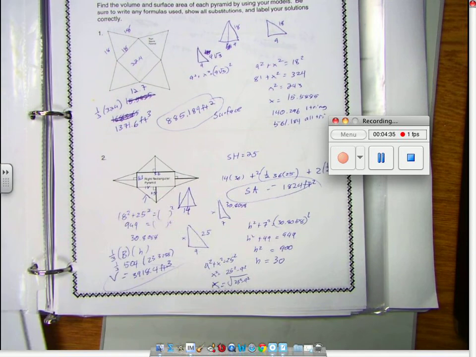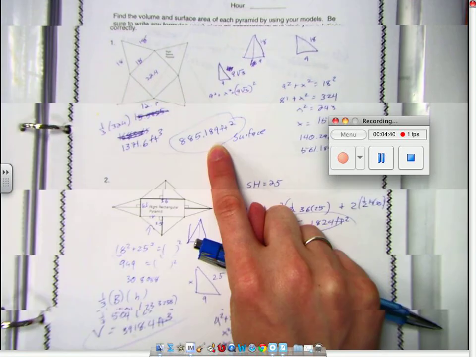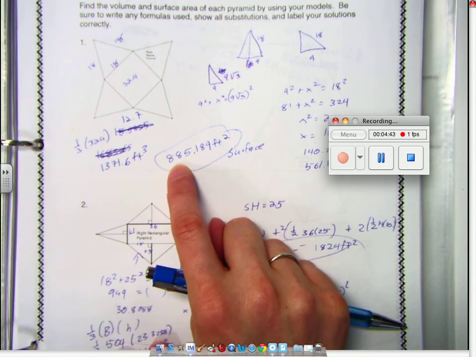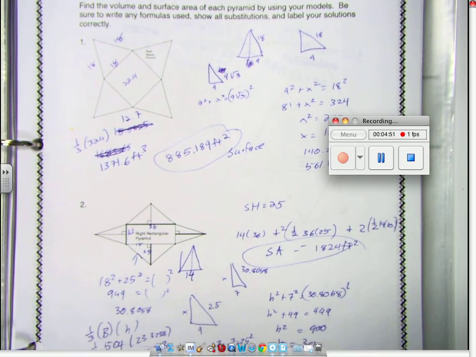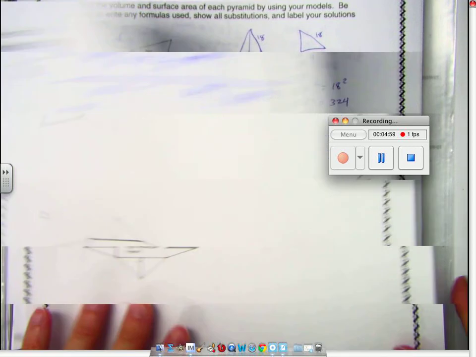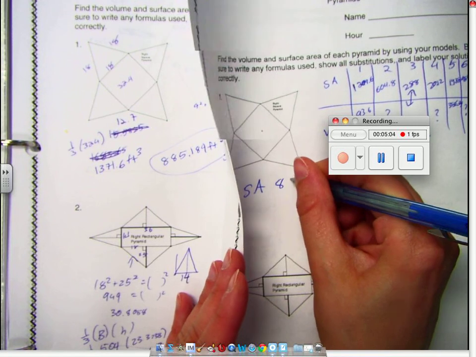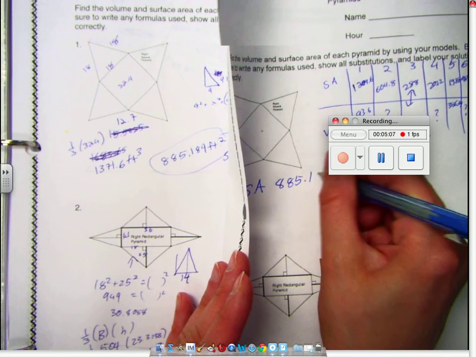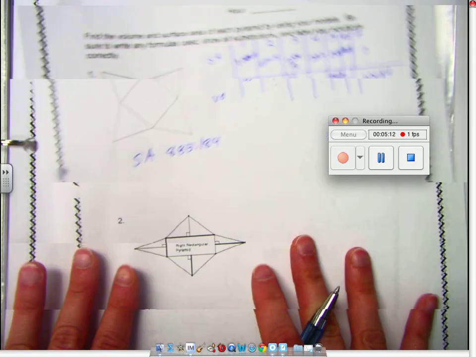So for the surface area, when I did it, can you guys see? I got 885.184 feet squared for my surface area. Okay, so let's talk about what would be the formula for surface area and volume of my pyramid. It doesn't look like I figured out the volume, but we'll figure out the volume together.